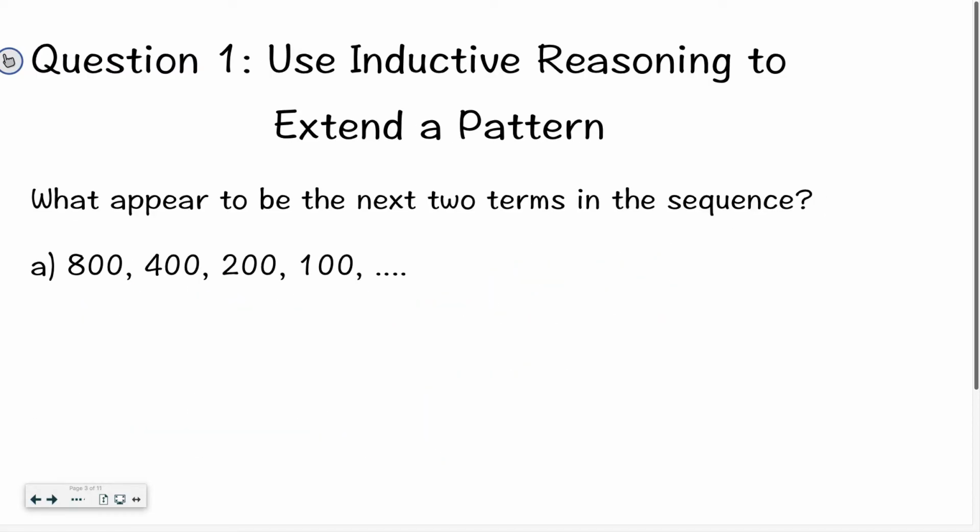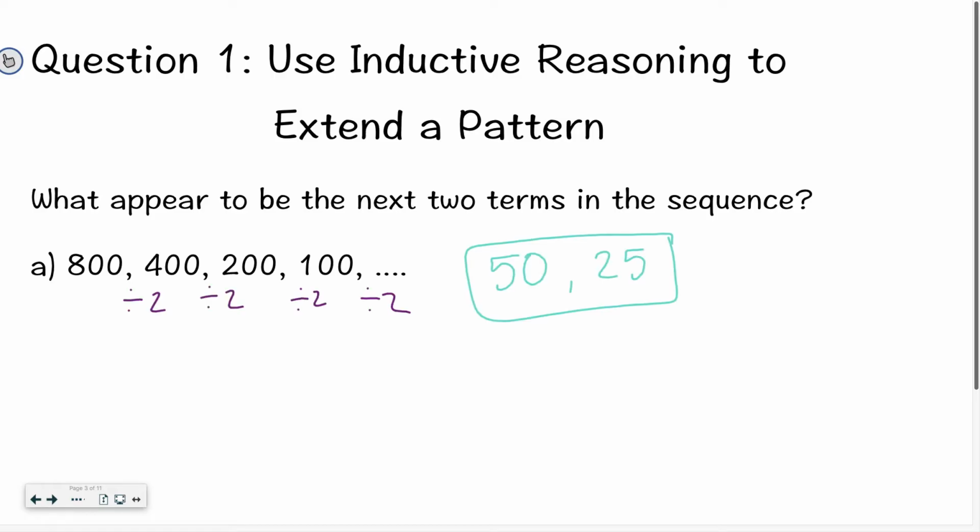Okay? Why don't you go ahead and try to determine what the next two numbers in this sequence would be? Hopefully the next two numbers you got were 50 and 25. You saw that each number was being cut in half or divided by 2. And so 100 cut in half would be 50, 50 cut in half would be 25.